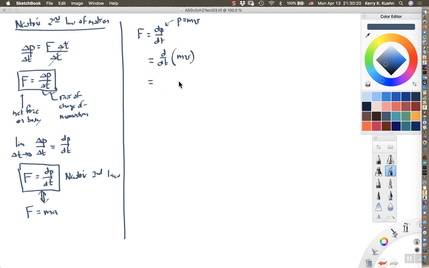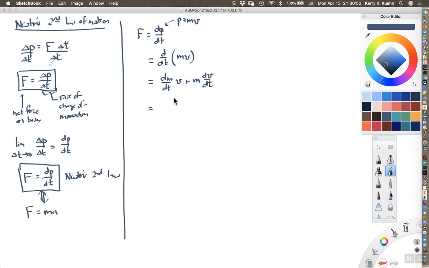Now those of you who've taken calculus will probably remember when you have a product like this, you can use the product rule and write this as dm/dt times velocity plus mass times dv/dt. So this is taking the derivative of the first term times the second plus the first term times the derivative of the second. So this is dp/dt expanded like this.